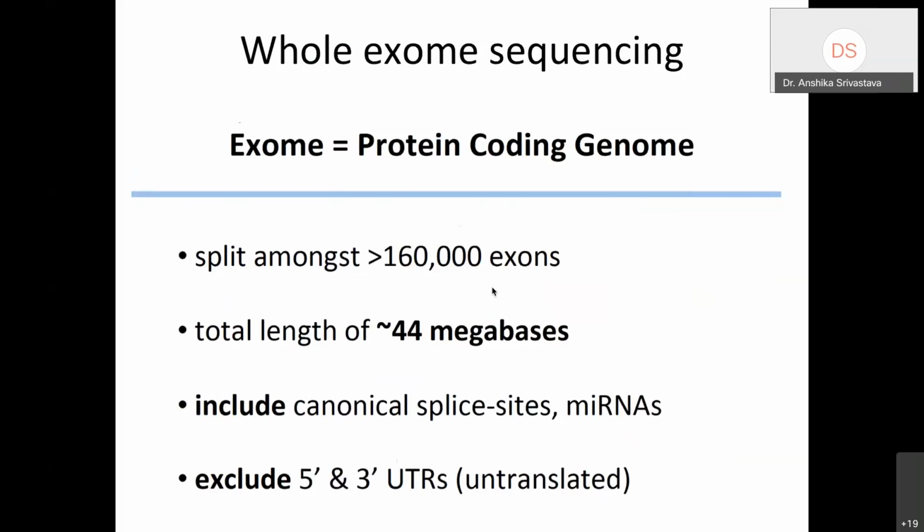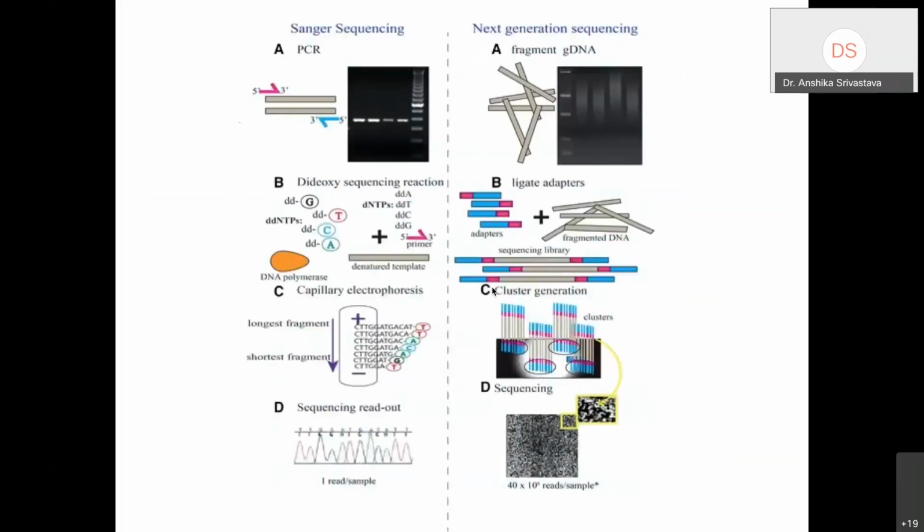So what is the exome? Exome is the protein coding genome. It is split among 160,000 exons. The total length is approximately 44 megabases, and it includes canonical splice sites and miRNA and excludes 5' and 3' untranslated regions.